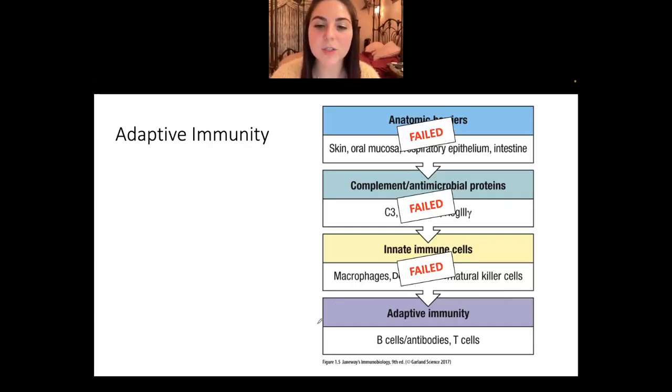And again, we will go into so much more detail, I promise, with B cells and T cells. B cell activation and T cell activation is pretty important, so they get their own little lectures.